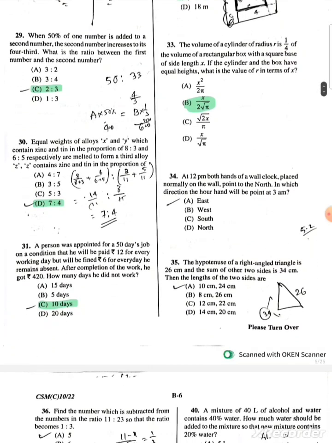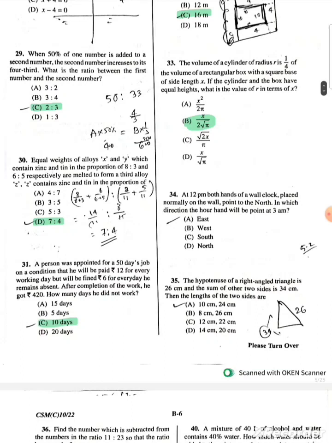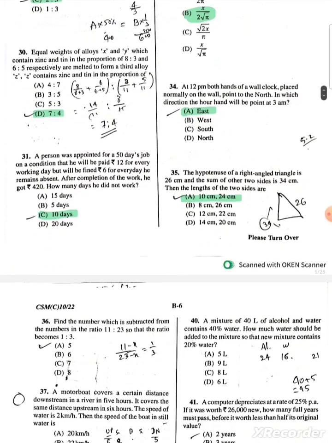Question number 34. At 12 pm, both hands of a wall clock placed normally on the wall point to the north. In which direction will the hour hand point at 3 am? It is option A, east. The hypotenuse of a right angle triangle is 26 cm and the sum of the other two sides is 34 cm. Then the lengths of the two sides are 10 cm and 24 cm.